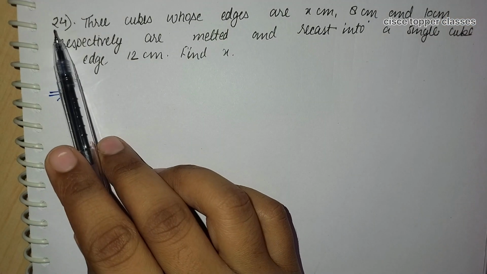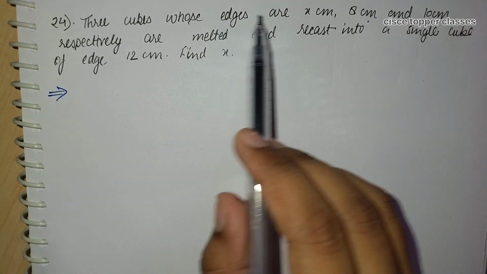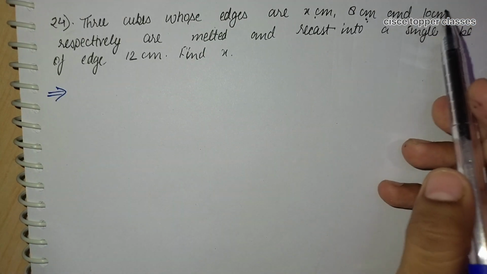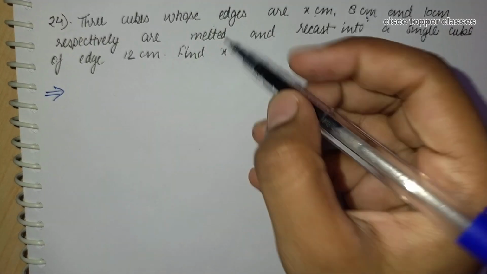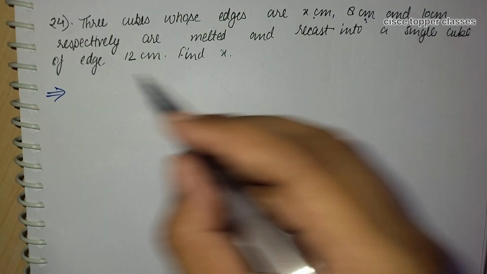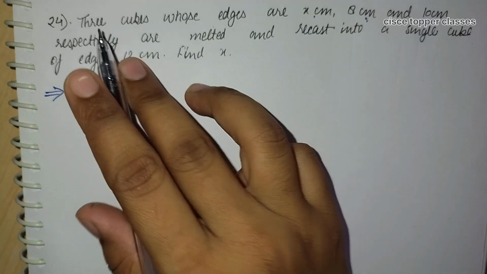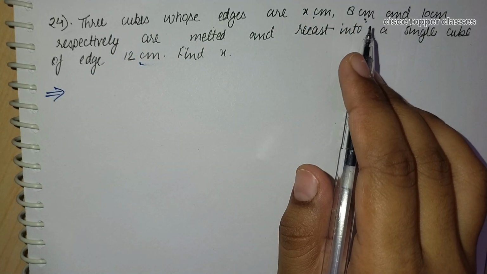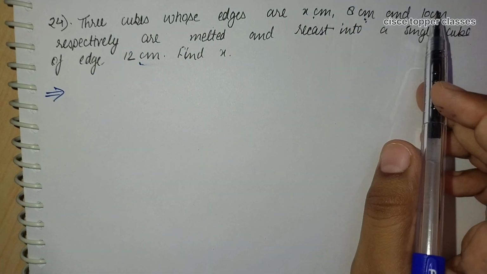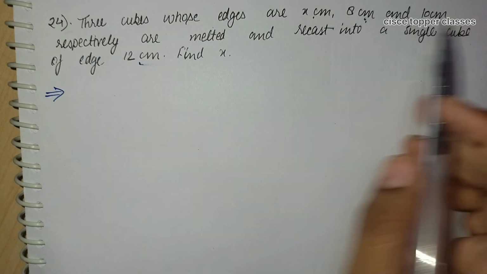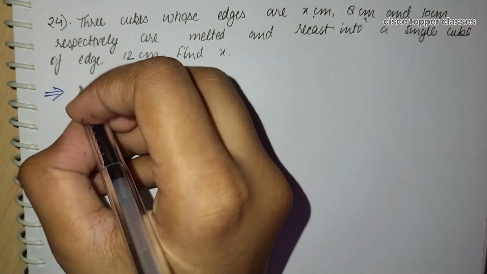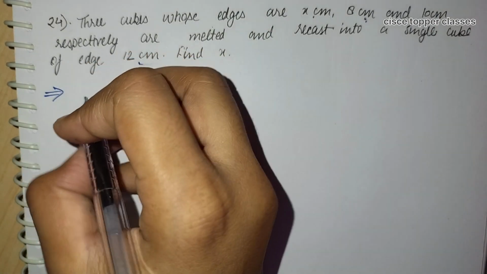Let us solve the 24th question. 3 cubes whose edges are x centimeter, 8 centimeter and 10 centimeter respectively are melted and recast into a single cube of 12 centimeter edge. Find x. Here 3 cubes are there. So we can say the total volume of these 3 cubes is equal to the volume of this 1 cube which is recasted here.